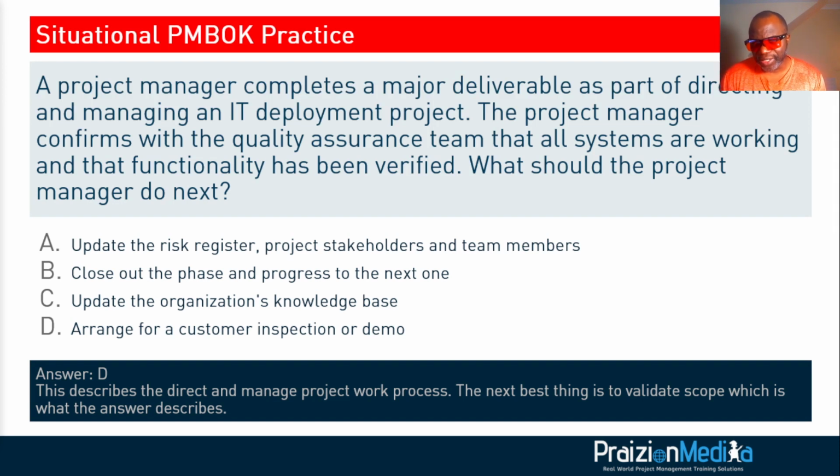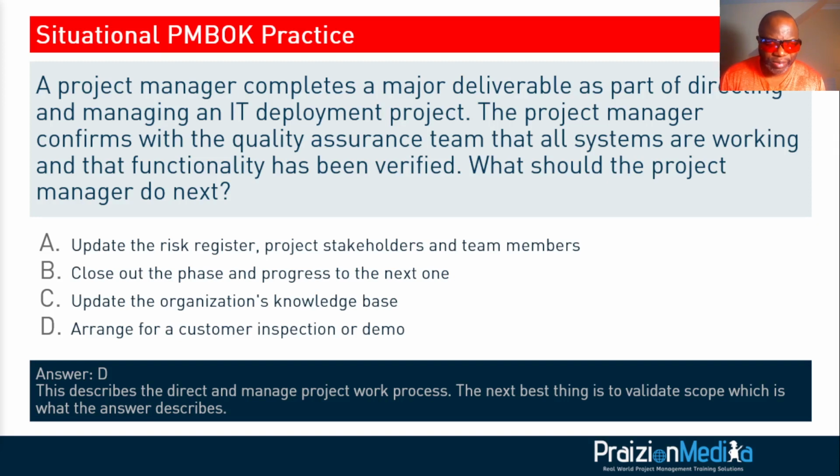Well, the answer here is D. It's arrange for customer inspection or demo, right? And if you go through the options, update the risk register, why? Close out the project or phase, why would you do that, right? Because it says a major deliverable, as part of directing and managing an IT deployment project, you completed a major deliverable. So it would make sense for there to be some sort of inspection or demo, not to close out the project, not to go update OPAs, because there's still more that you can discover, and that all happens before the project is closed. So the best answer here is D.